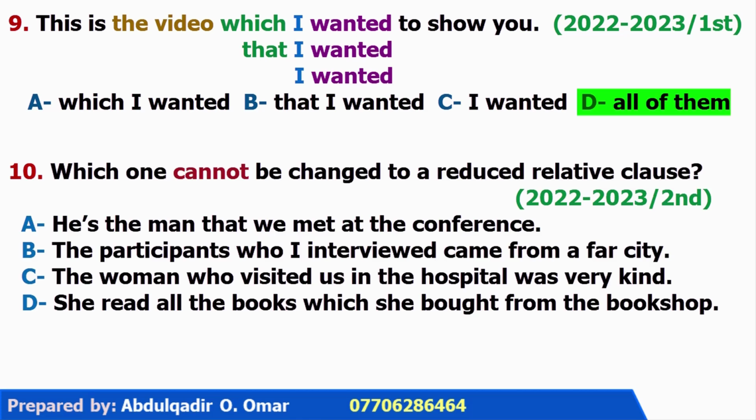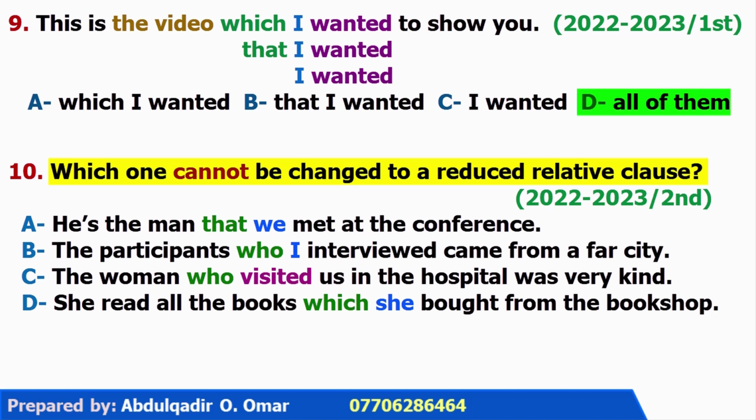Question number 10, the last question. Which one cannot be changed to a reduced relative clause? Let's see which one cannot be changed to a reduced relative clause. Remember, only when the relative pronoun is followed by a verb, it cannot be changed to a reduced relative clause. As you can see, in all the choices, the relative pronoun is followed by a subject, apart from choice C, which is followed by a verb, the verb visited.